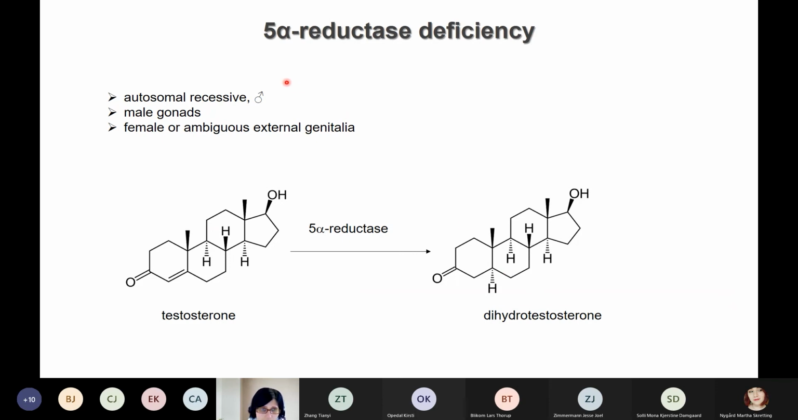We have another problem with testosterone production. This is the 5-alpha reductase deficiency. This enzyme converts testosterone to dihydrotestosterone, which is a more potent androgen hormone, playing a very important role in the development of the external male genitalia and of the prostate. If this conversion does not happen because of the deficiency of the enzyme, the patient will have male gonads, but the external genitalia will be either female type or ambiguous.